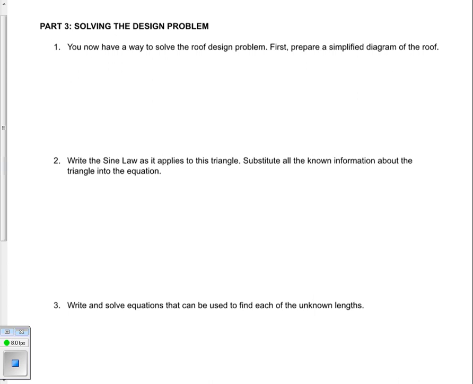So now that we can solve the roof problem, we're going to first create a simplified diagram. We want to figure out the length of both the short rafter and the long rafter. In this particular instance, it told us that we have a bottom piece, and we know that the length of the bottom is 12 meters, and we have a short rafter, and we have a long rafter. So there's the base of my diagram.